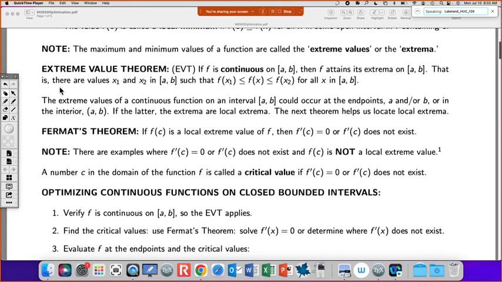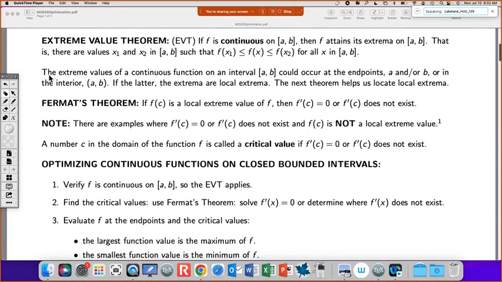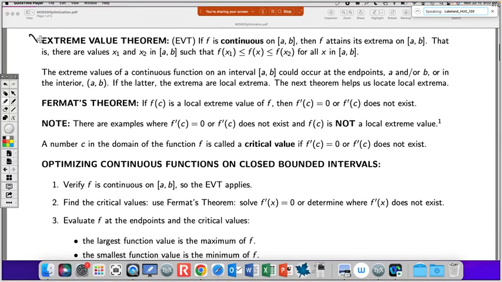We have the extreme value theorem, which guarantees that if you're continuous on a closed bounded interval, you will get your maximum and you will get a minimum. Where could those happen? If we're on a closed bounded interval, they could happen at the endpoints or they could happen in between. If they happen in between, they're going to be local maxes and mins. And Fermat's theorem helps us figure out where those could be. You follow?